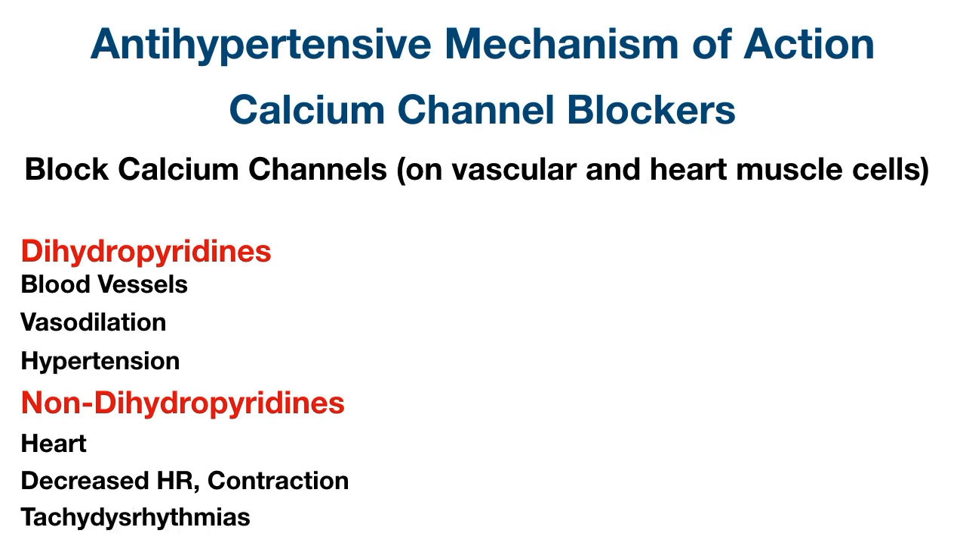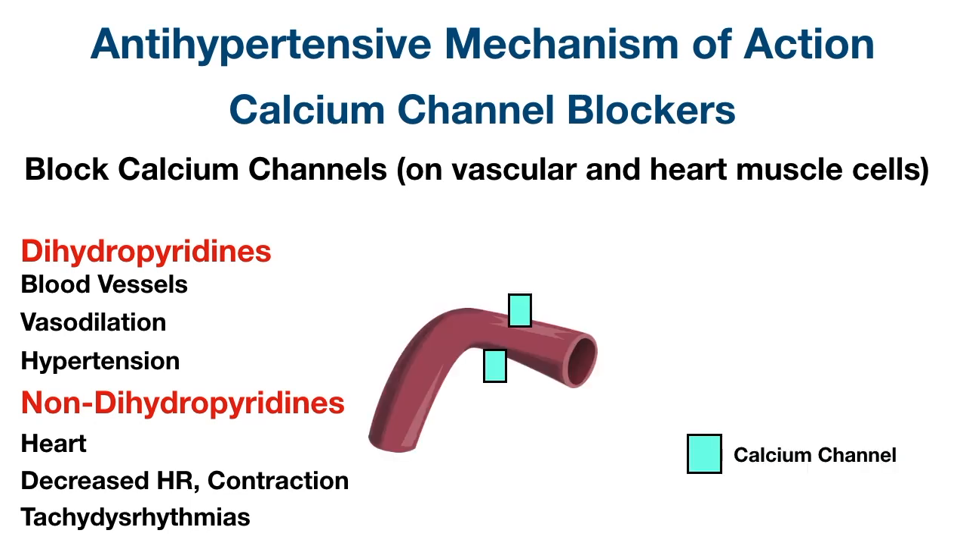As a result, dihydropyridines are more common for hypertension, and non-dihydropyridines are used more for tachydysrhythmias, but they can still have an effect on blood pressure as well. Since we're focusing on antihypertensives in this video, let's take a closer look at dihydropyridines as they're more common for hypertension. There are calcium channels located on the smooth muscle cells of blood vessels.